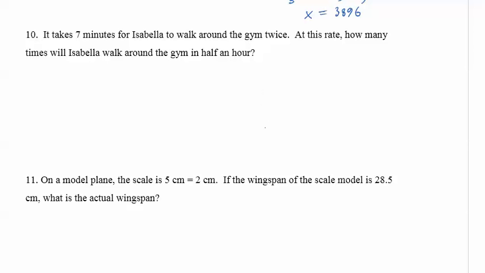So let's write the first ratio. It gives it to us. It takes 7 minutes to walk around the gym twice, per walking around the gym twice. So 2 times around the gym. So per every 7 minutes, she can walk around the gym twice. At this rate, because a ratio is a rate, how many times will Isabella walk around the gym in half an hour? And half an hour is just 30 minutes, right?